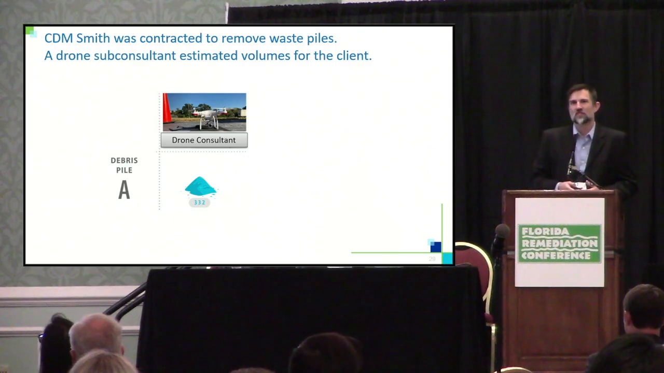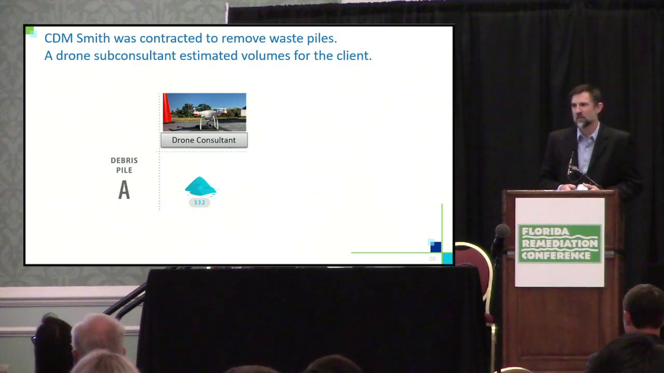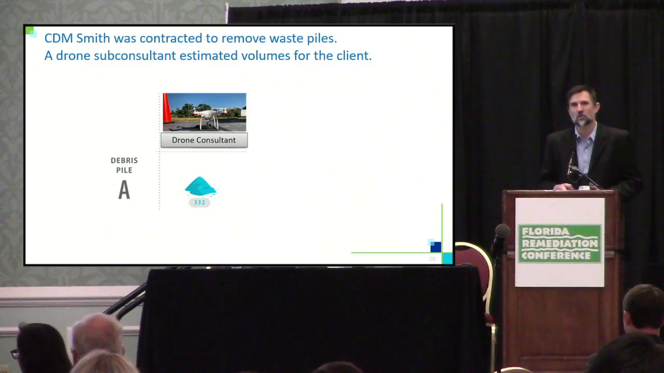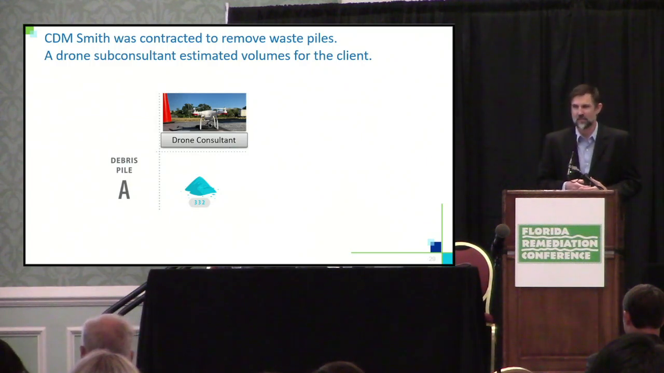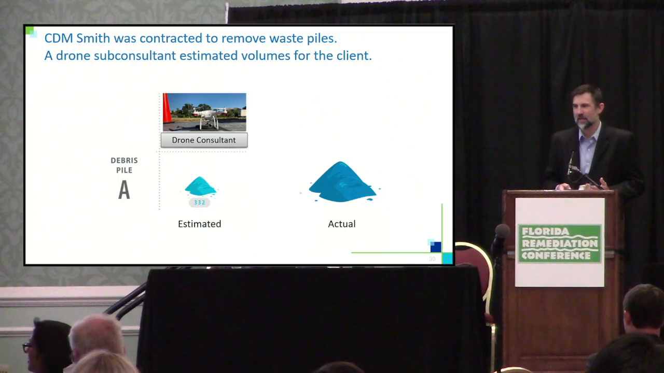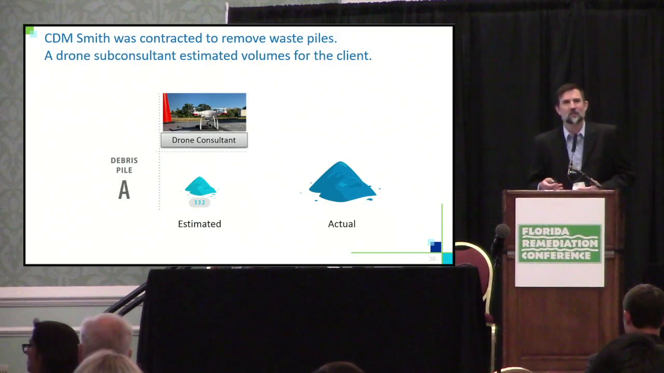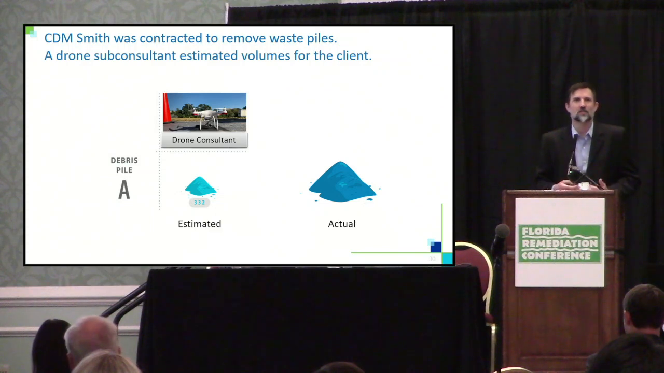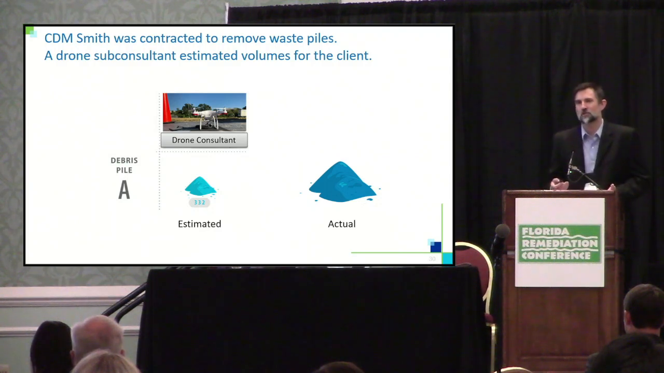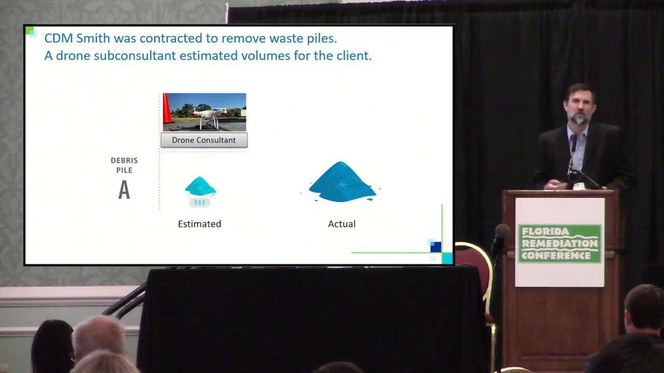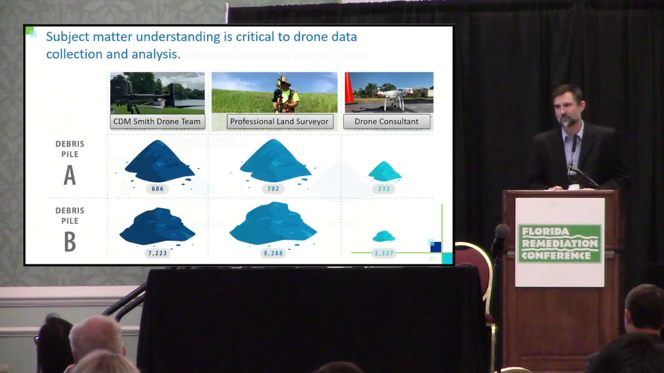So it's important to remember the subject matter when you're executing these projects. We had one project where the client had hired us to remove numerous waste piles at a site. And they had used a drone consultant to estimate the volume of waste piles at the site. And so when our team showed up at the site to remove the waste piles, immediately they recognized that there was way more waste piles than we had been contracted to remove. So we brought this up to the client, and they said, okay, well, let's get an actual professional land survey estimate on the volume of waste piles. And we said, yeah, that sounds like a good idea, but hey, let our drone team do a volume calculation as well, just to see what went wrong. Why did they underestimate the volume so much?